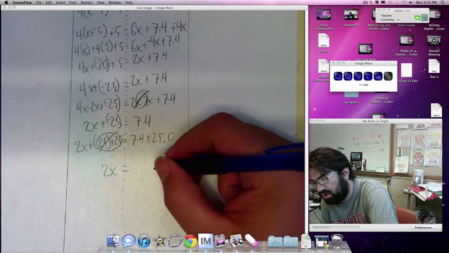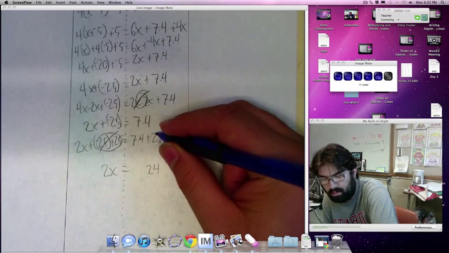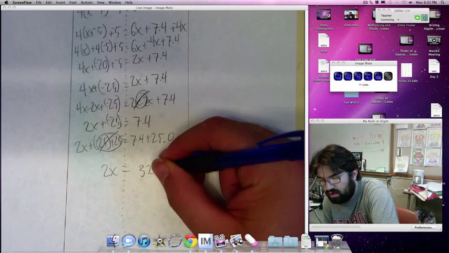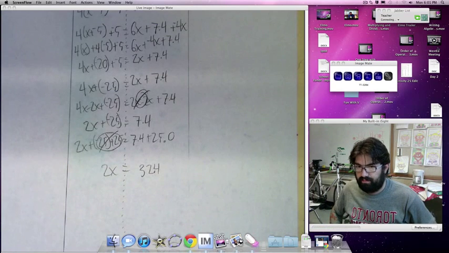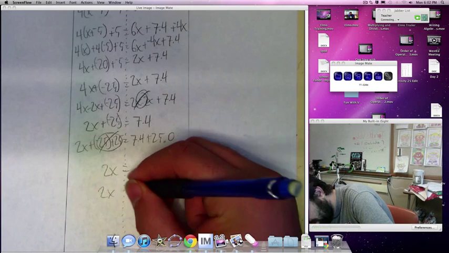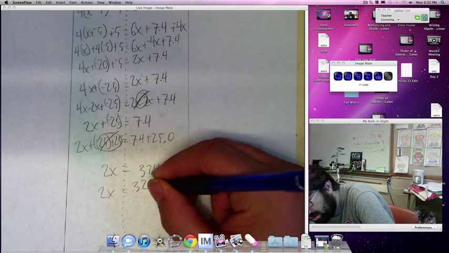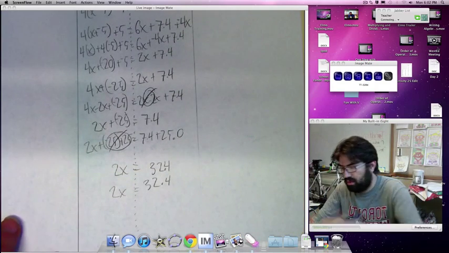4 plus 0 is 4. 7 plus 5 is 12. Carry the 1. 1 plus 2 is 3. So 2x should equal 32.4. Going to rewrite one last time. 2x should equal 32.4.